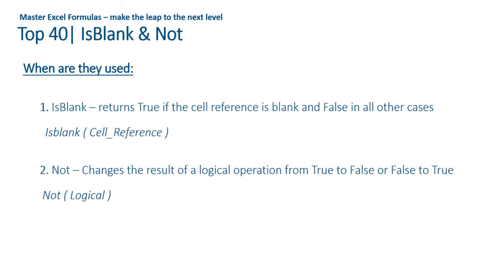Now the next two formulas are is blank and not. Is blank basically checks, again another logical function, whether the specified cell has anything in it or it is empty. If it is empty, it's going to return true. If it's not empty, it's going to return false. Not basically changes the result of a logical operation from, let's say, true to false or false to true. I'll show you an example of that as well.